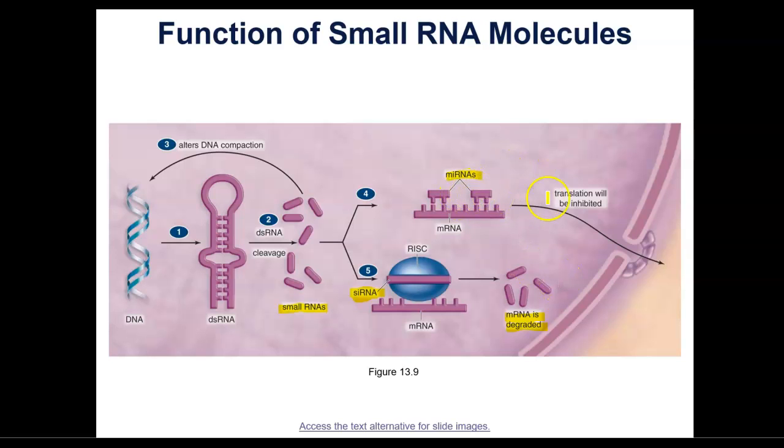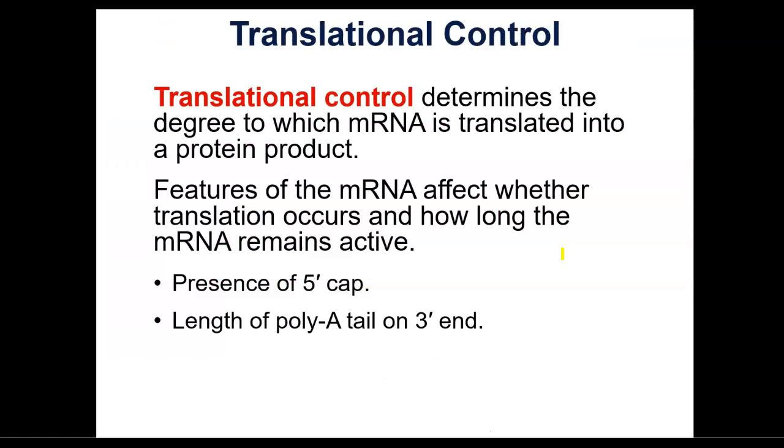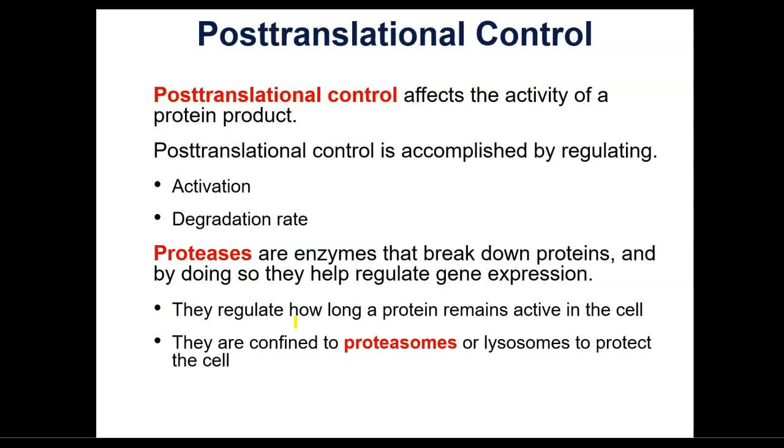The microRNAs will allow the messenger RNA to leave the nucleus, but still prevent translation, so prevent the protein product from being produced. Then we have translational control, and that determines the degree to which messenger RNA is translated into a protein product. And it basically depends on the presence of the 5' cap, which, remember, is composed of a modified guanine, or G, nucleotide, and the length of the poly A tail. Remember, it can be from 150 to 200 adenines, a chain of hundreds of adenine nucleotides on the 3' end of the messenger RNA. And that cap and that tail are very important in determining how long the messenger RNA remains active.